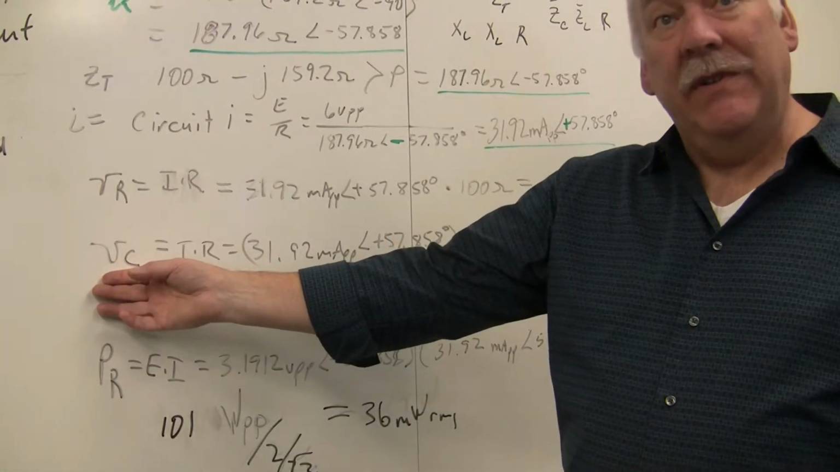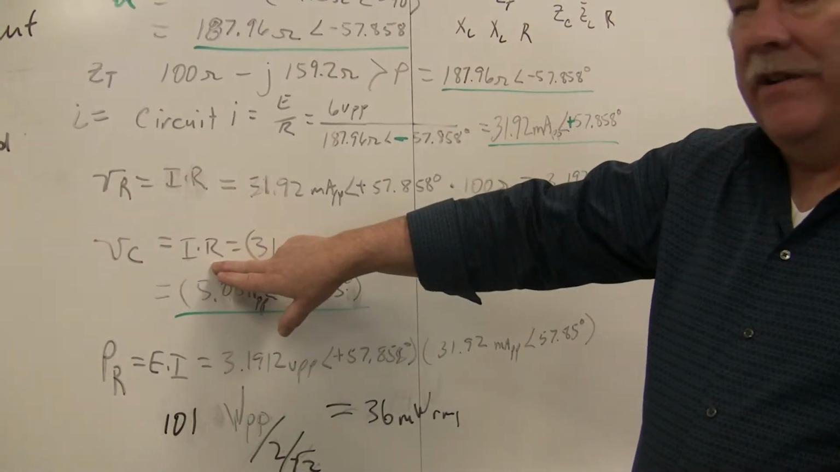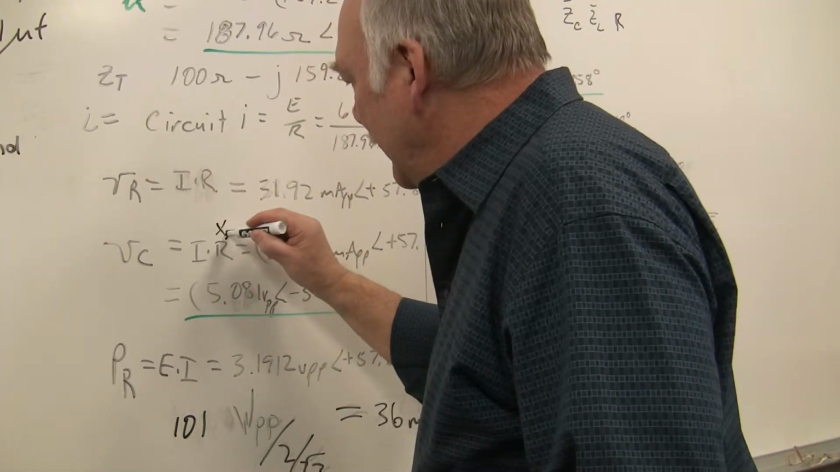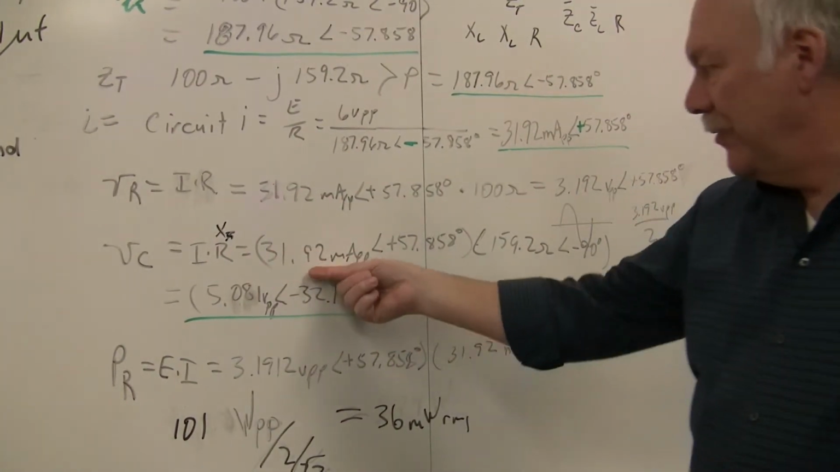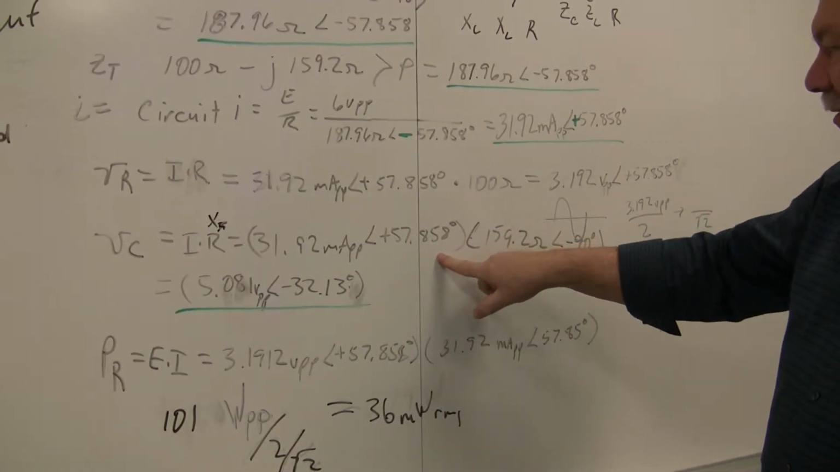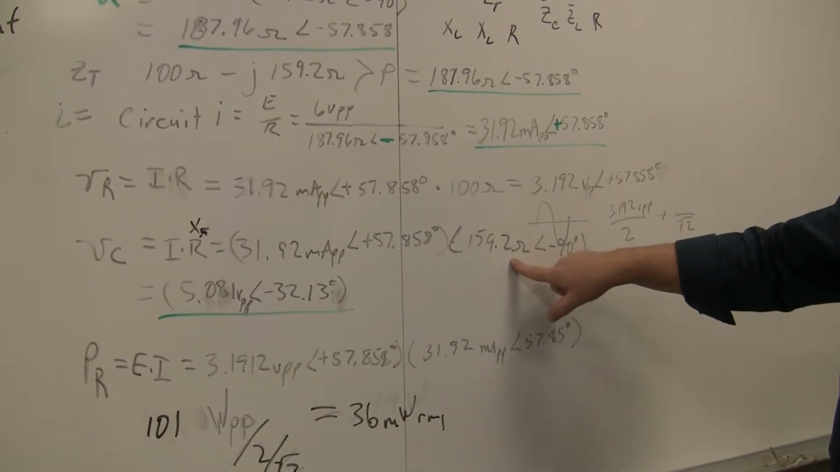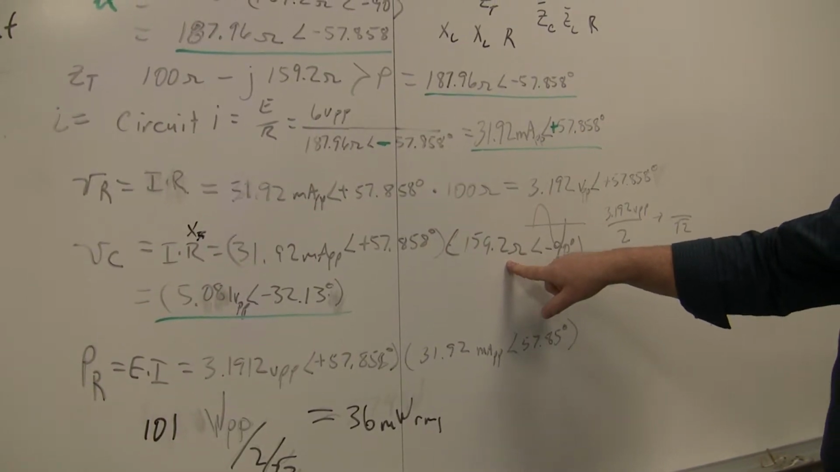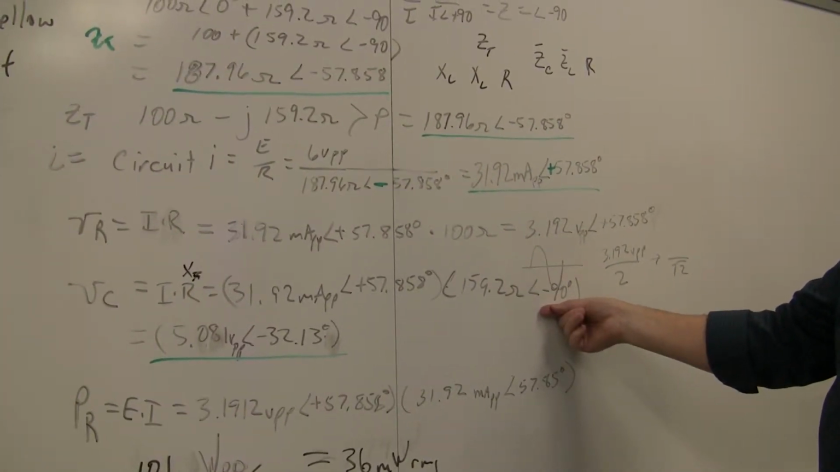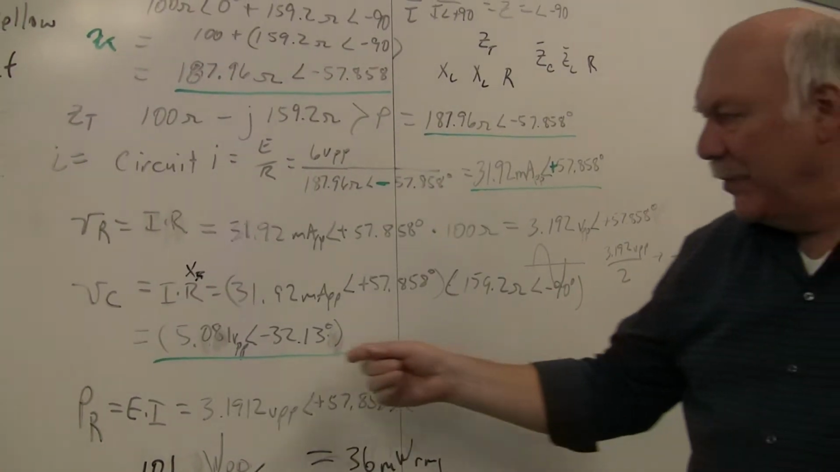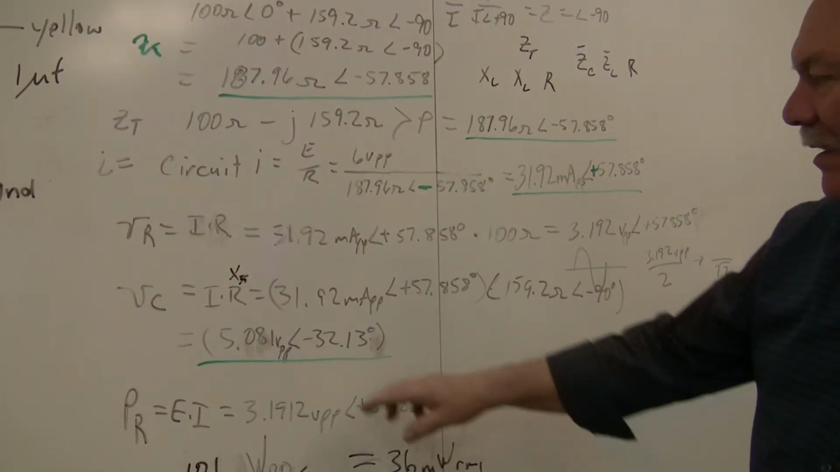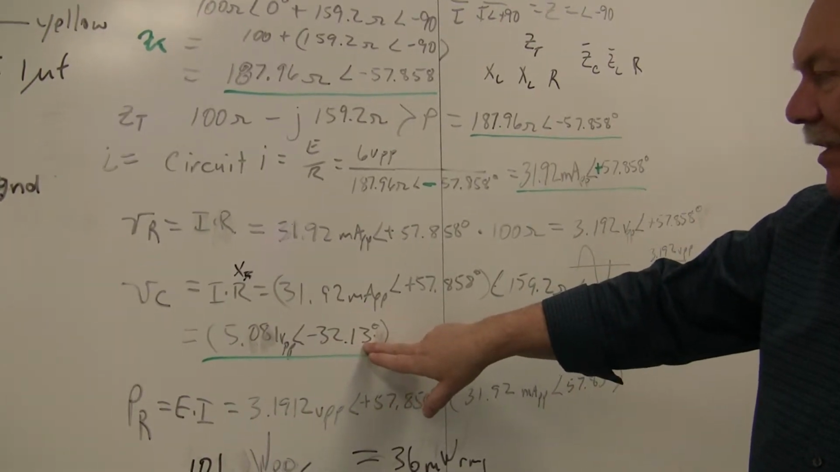Could I get a voltage across VC as well? It's an IR drop, so current times the X sub C. This one probably should be X sub C. So I've got current through the circuit, 31.92 milliamps peak to peak at an angle of plus 57.858 degrees times, let's see, the impedance of the cap up here, X sub C, was 159.2 ohms at an angle of minus 90 degrees. Okay. I end up with a voltage across the cap of 5.081 volts peak to peak at an angle of minus 32.13 degrees.